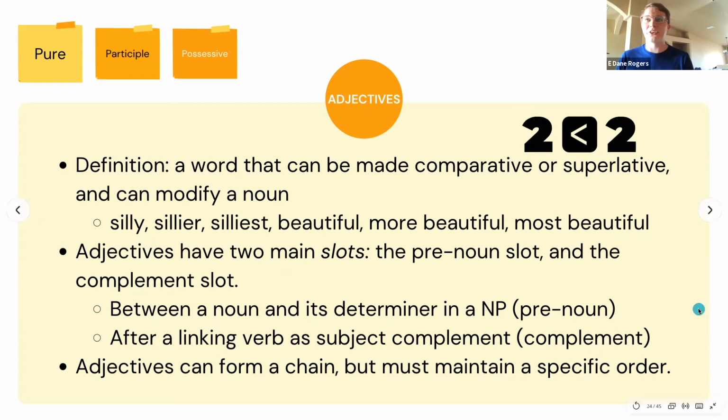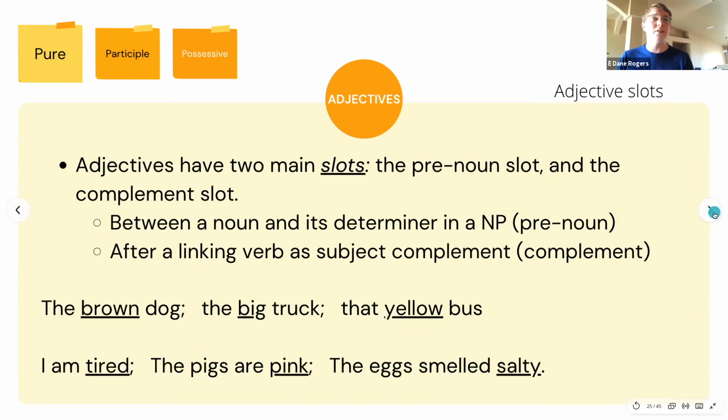And that's what we're going to look at next, because I'm going to give you the list. Oh, I guess we're not looking at that next. Here's just an example. Pre-noun goes between determiner and head noun, and complement goes after either a be verb or a linking verb.